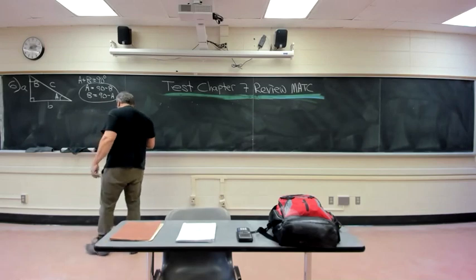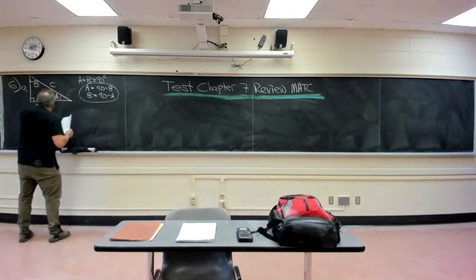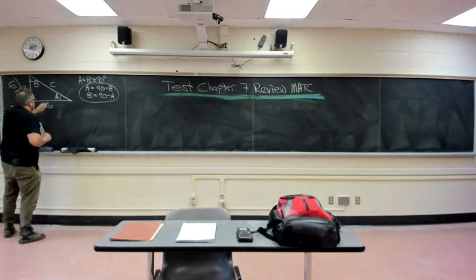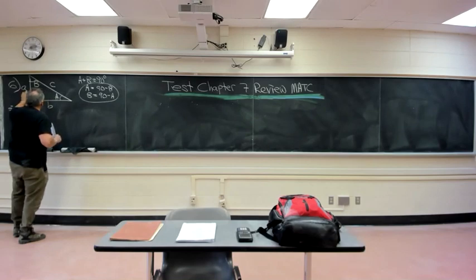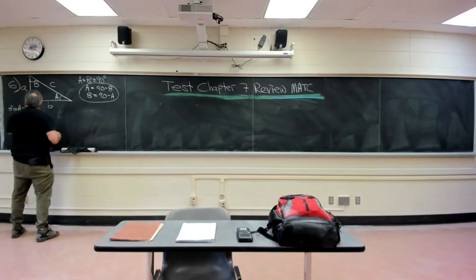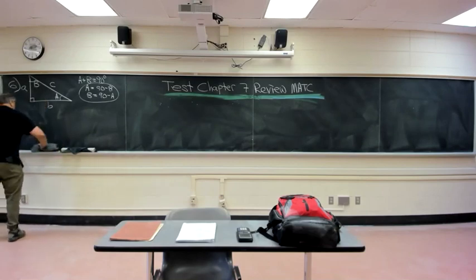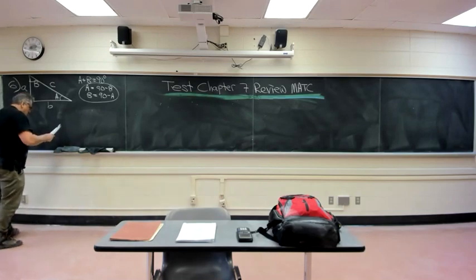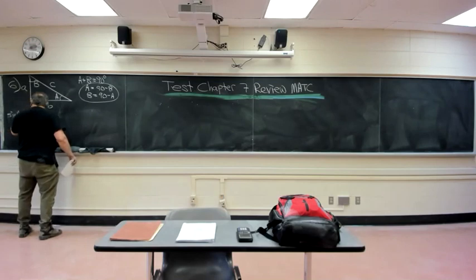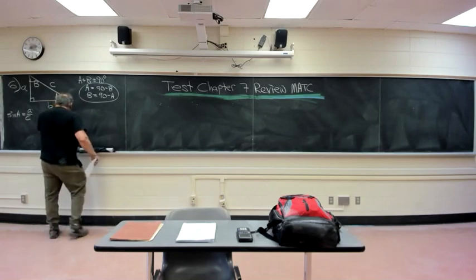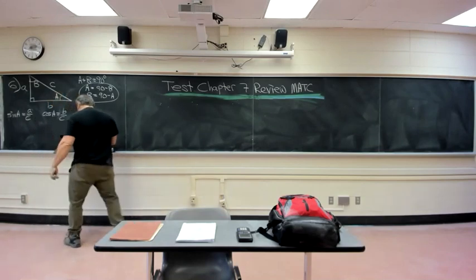They also told us to keep in mind that the sine of A is opposite over hypotenuse. Let's write that down. Sine of A is opposite over hypotenuse. Cosine of A, big A, is adjacent over hypotenuse, so that's fine. Everything seems to be consistent.